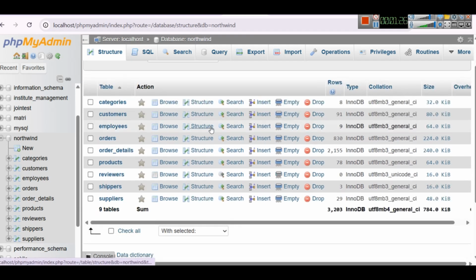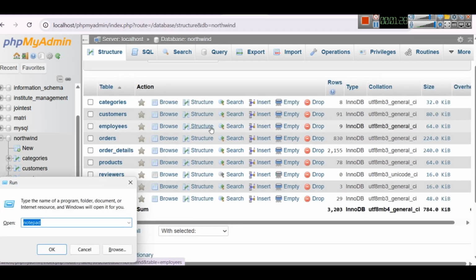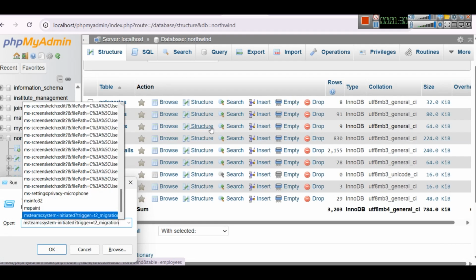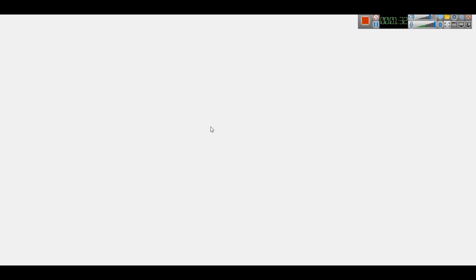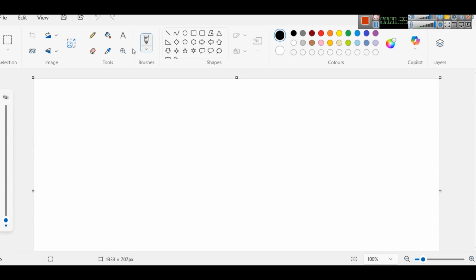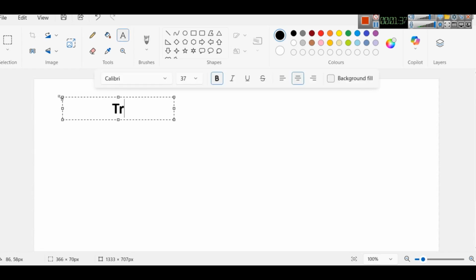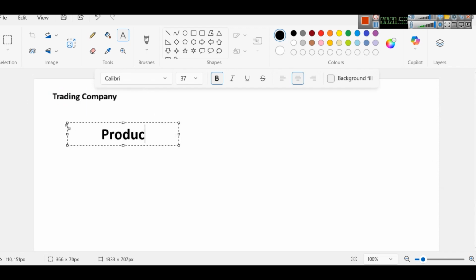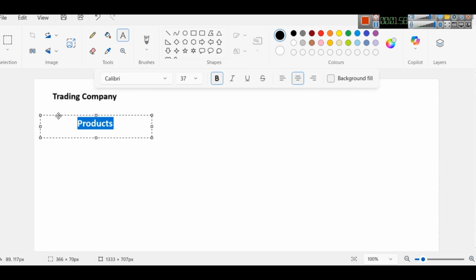Let's say there is a trading company. Maybe I explained this earlier, but since some other students are with us today, let's say we have a trading company. As a trading company, what do we trade? Goods, right? Products. So it starts with storage of products. So the first table is our products table.